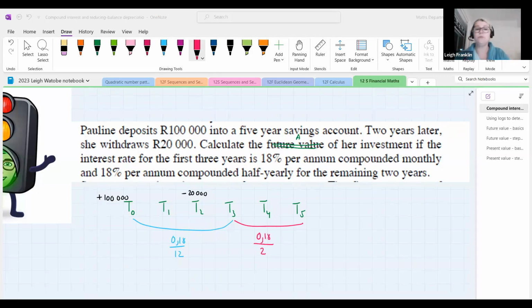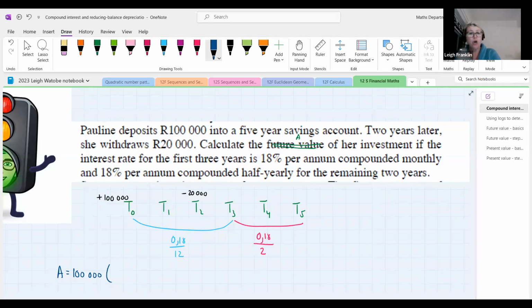Okay, so we've drawn our timeline that we know we're not going to get any marks for, but it just helps us to understand what we are writing when we write our formula, or our equation for A. So 100,000 Rand is being deposited. Now what you've got to understand here is that 100,000 Rand stays in the account for 5 years.